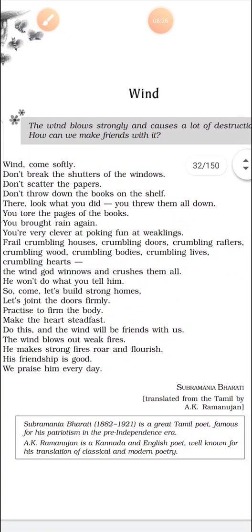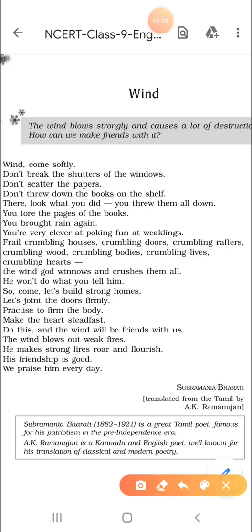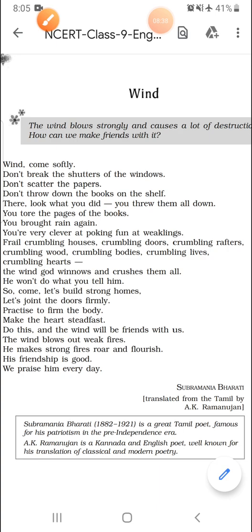Now let's read the next line. Frail crumbling houses, crumbling doors, crumbling rafters, crumbling wood, crumbling bodies, crumbling lives, crumbling hearts. Here the word crumbling is repeated so many times to lay stress that everything crumbles. So this repetition of crumbling is showing us repetition. I told you about it.